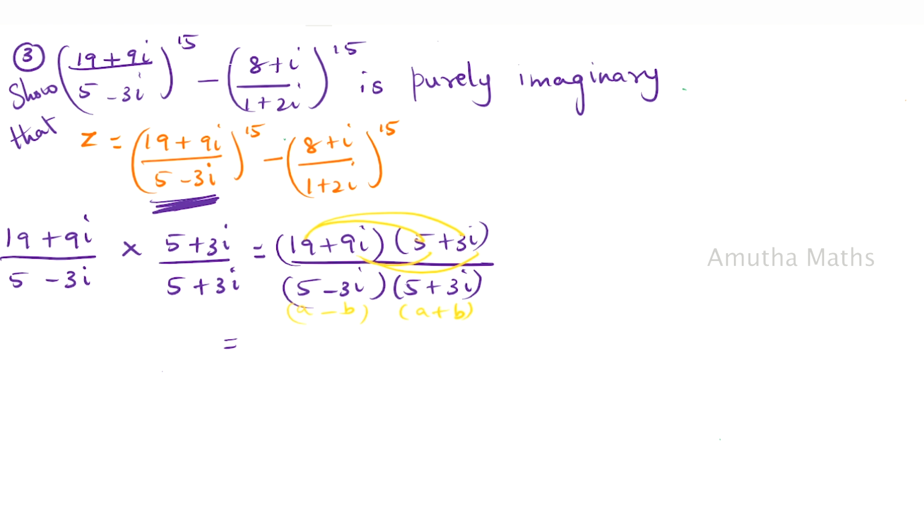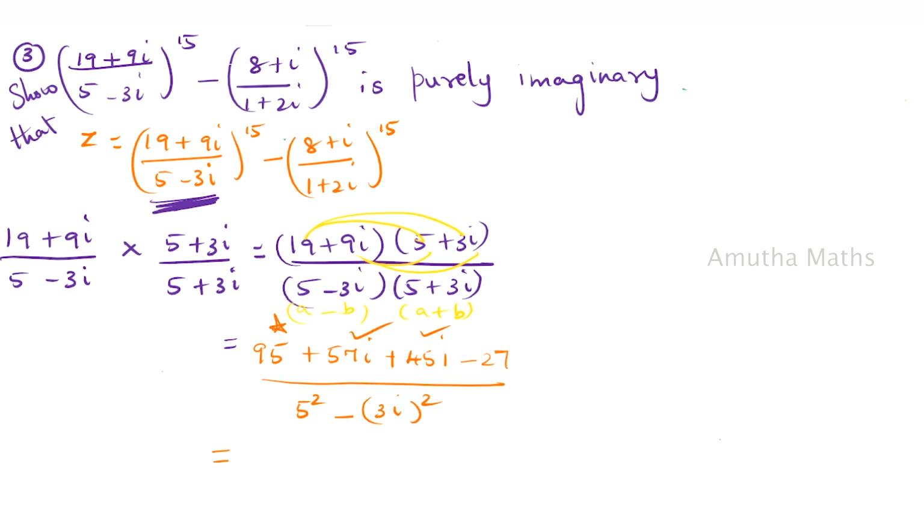Okay. So I get 95 plus 57i plus 45i minus 27 divided by a plus b into a minus b. What will you get? So 5 square minus 3i the whole square. So a square minus b square. So if you add these two, what will you get?